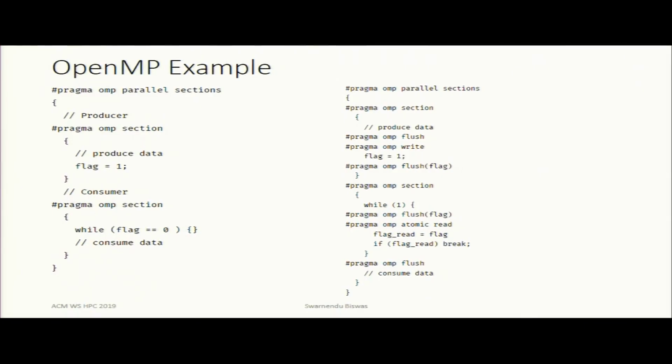So what we'll do is over here, we have a #pragma omp parallel, right? So I have a producer. The producer is producing some data over here. Simple. And then the producer is setting a flag to 1. Now the point is you have a consumer. The consumer is reading data after it sees the flag is set to 1.